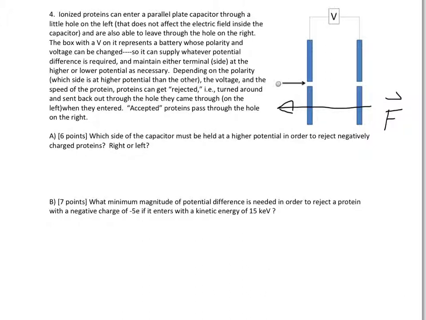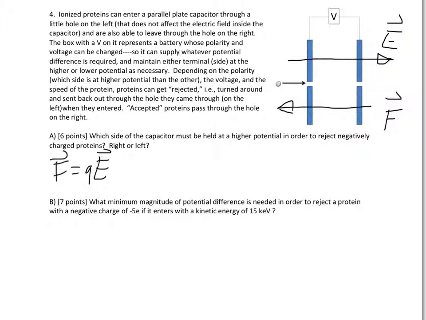Now, we're trying to reject negatively charged proteins. So if you remember the relationship between the electric force and the electric field, it is equal to the charge times the electric field. The charge on a negative protein would be negative. Therefore, the force is in the opposite direction of the electric field. So we want the electric field pointing to the right. So we got that. Now then, the potential.